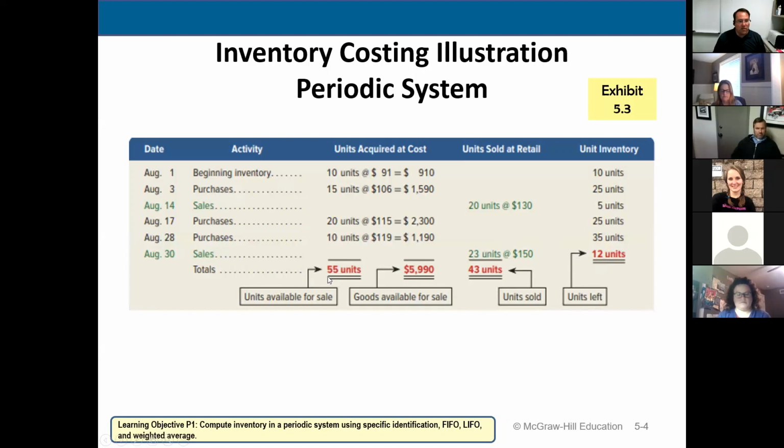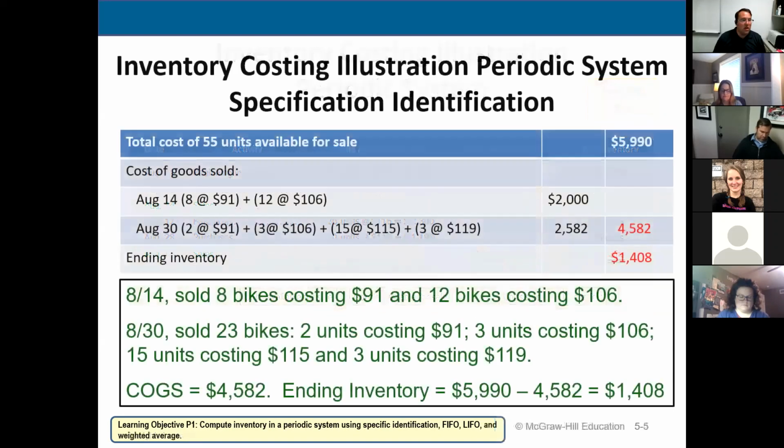Over the period, they had 55 total units available for sale. The cost of those goods available for sale was $5,990, and they'd sold 43 units, had 12 units remaining. So that's what all of this information tells us. And so the question that comes to our mind is, okay, which units did they sell? And how do we know which units they sold? The answer is we don't know. And so we're going to have to make an assumption using one of those costing assumption methods. So the first one is the specific identification method.